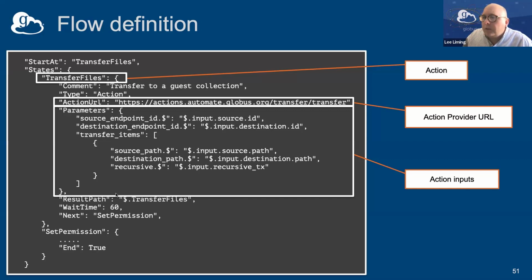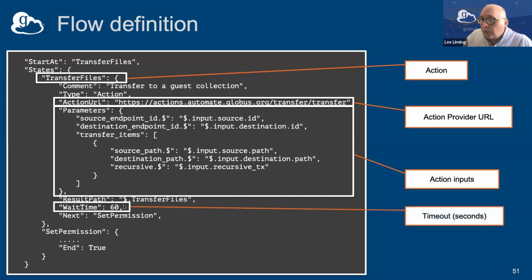And then let's see, you have to say where, oh, well, we're skipping over that, huh? You have to say where all the results of the step go. In this case, it goes into transfer files in the state of the flow, so that if there are follow-on steps, they can look at the output of this step and use that in whatever they need to do.